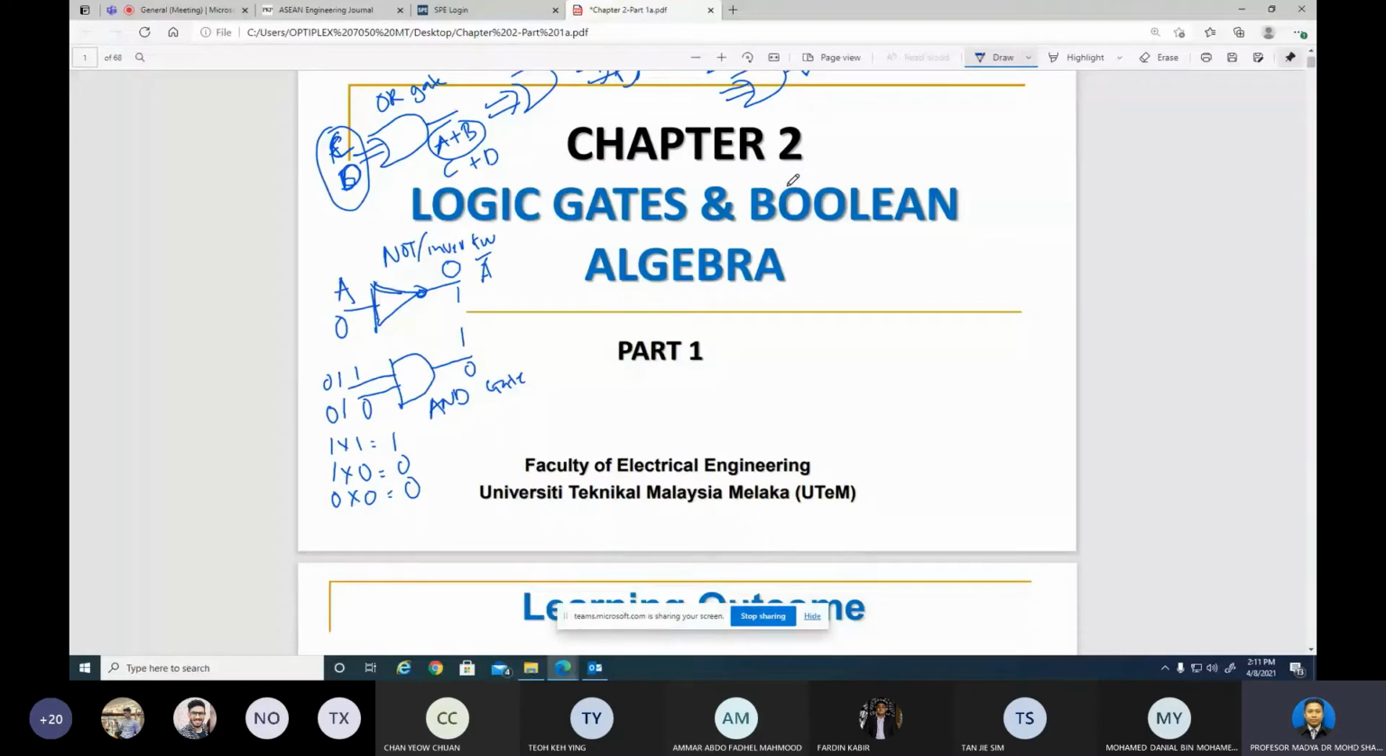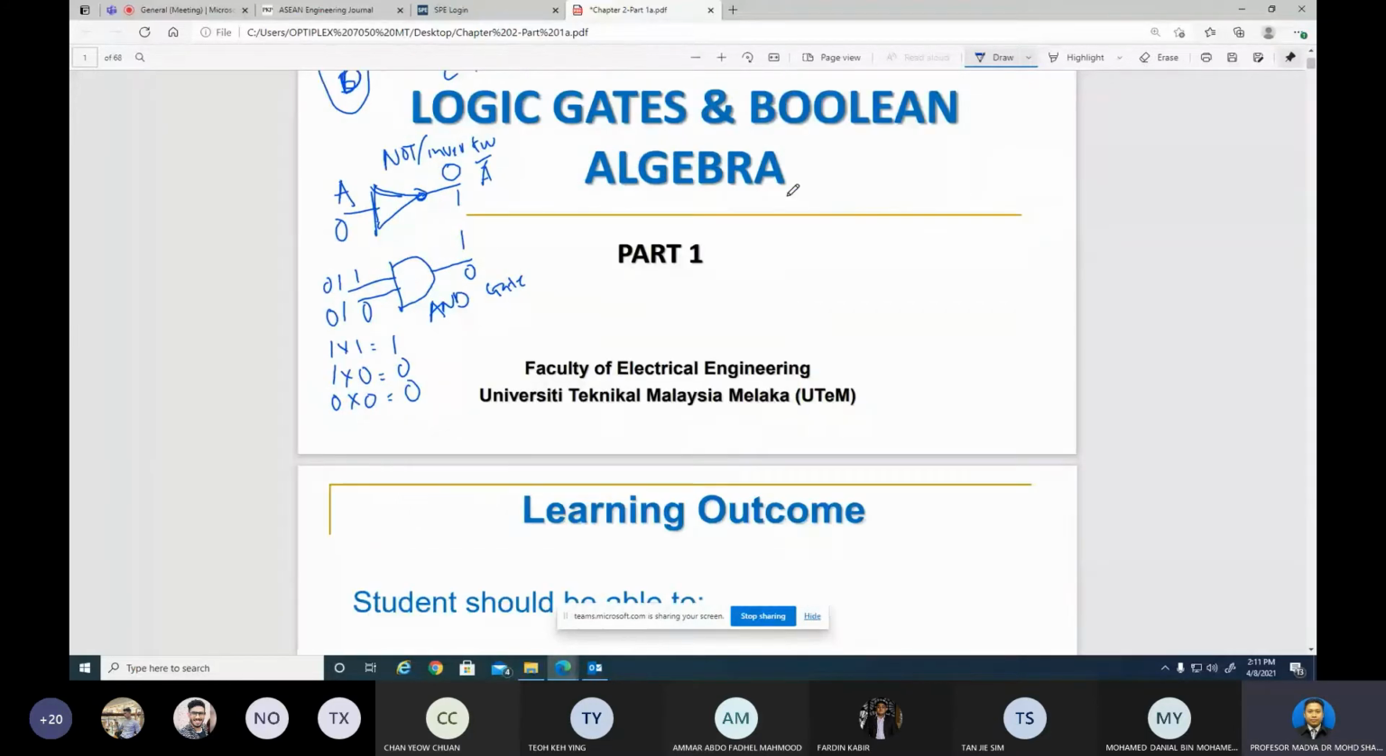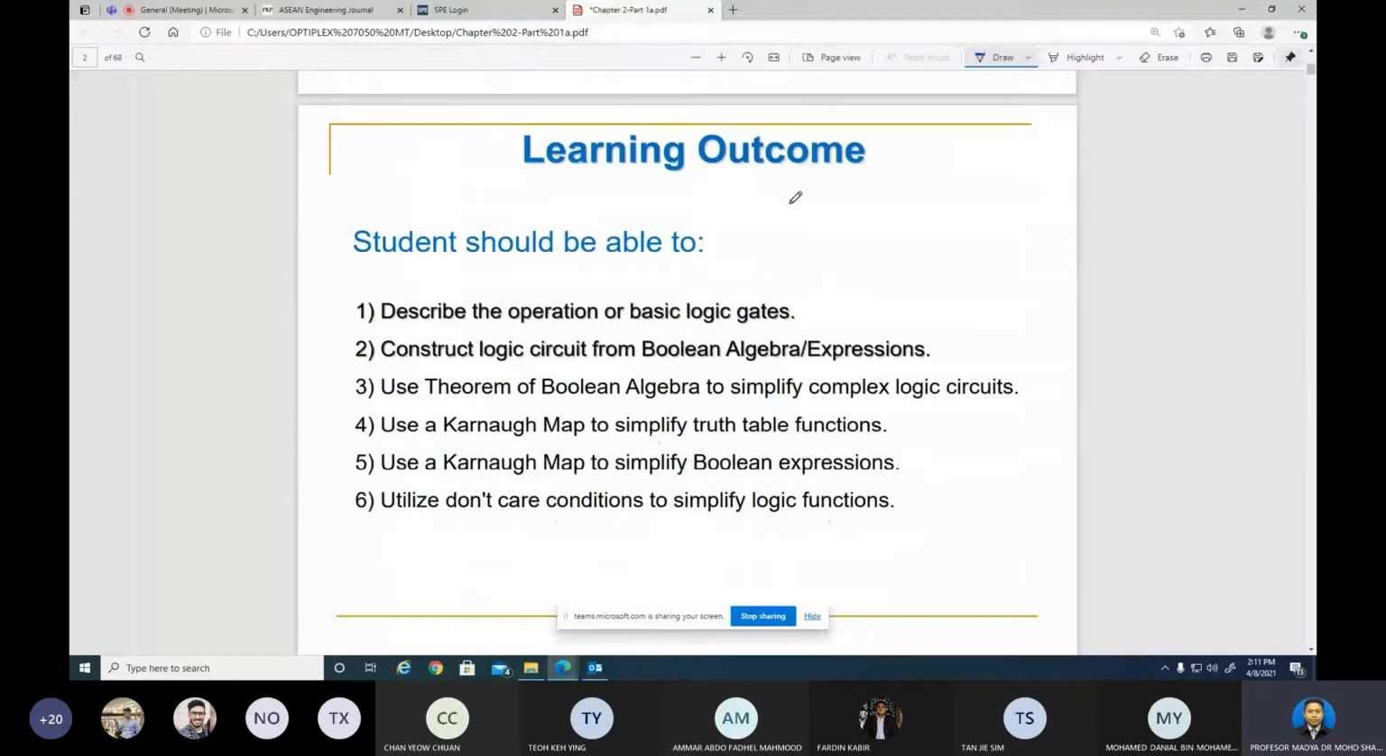Maybe some of you already studied the logic gates in matriculation, or maybe in secondary school. Alright, so the learning outcome for chapter 2 is, first, you have to describe the operation of the basic logic gates. As I mentioned, we have 3 types of basic gate: the NOT gate, the AND gate, and the OR gate. So these are the basic logic gates.